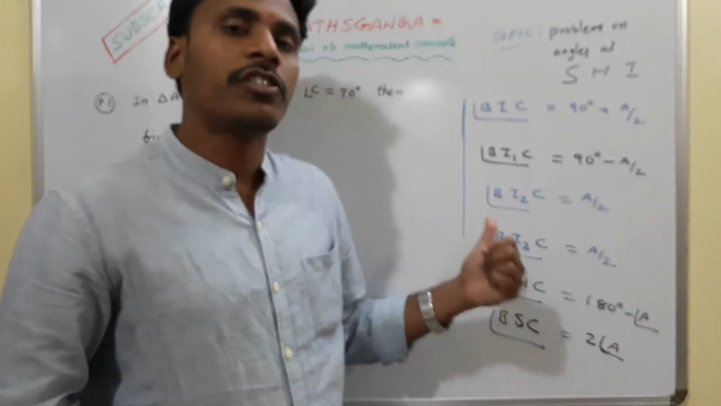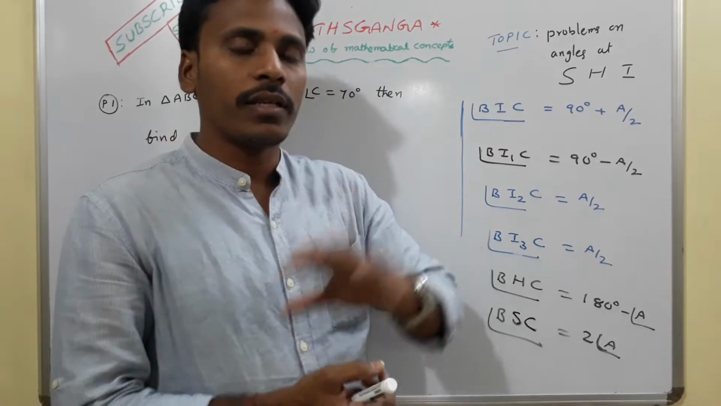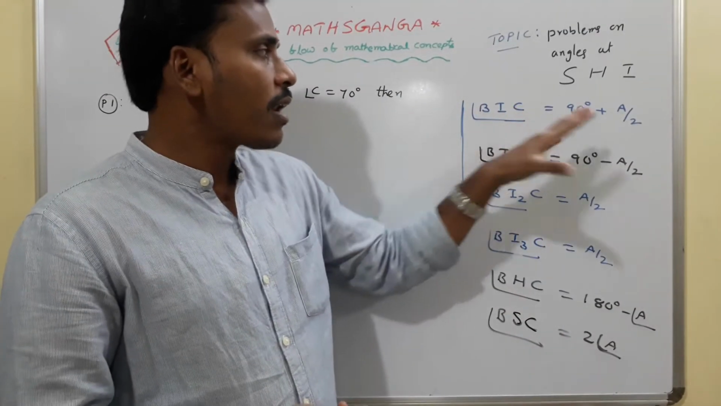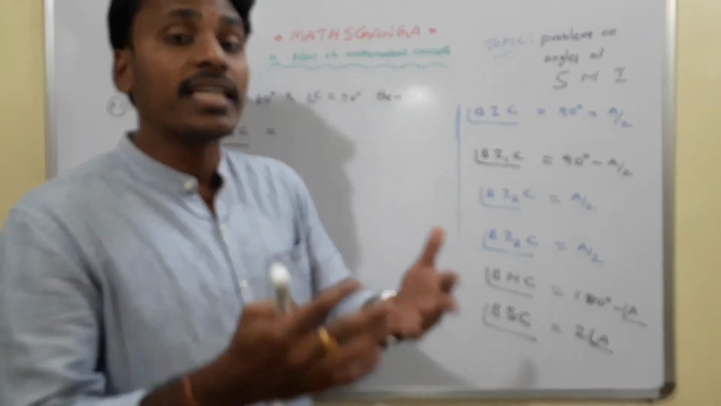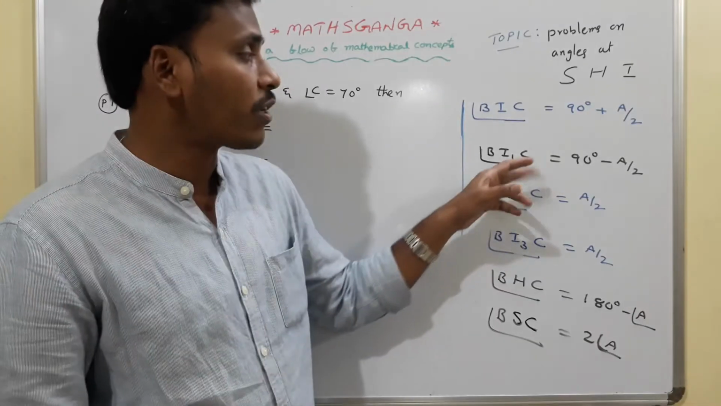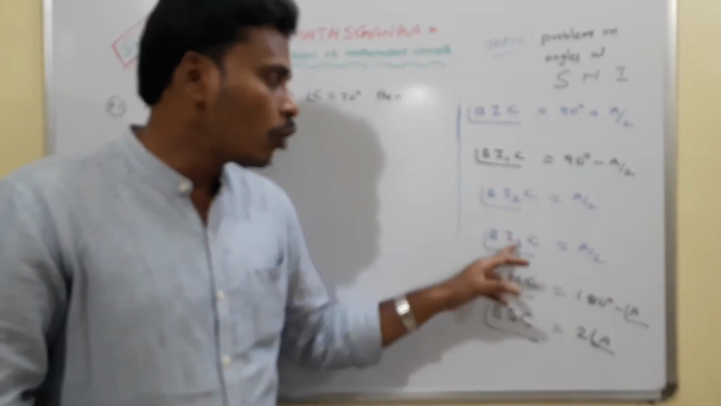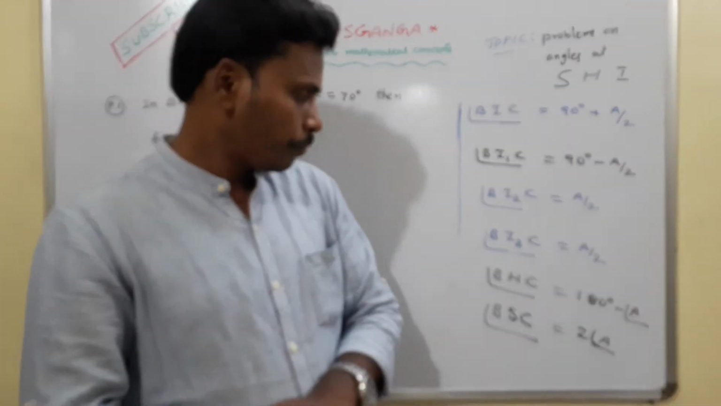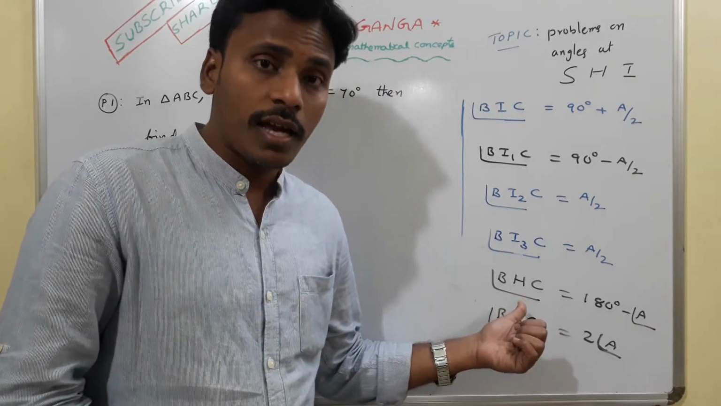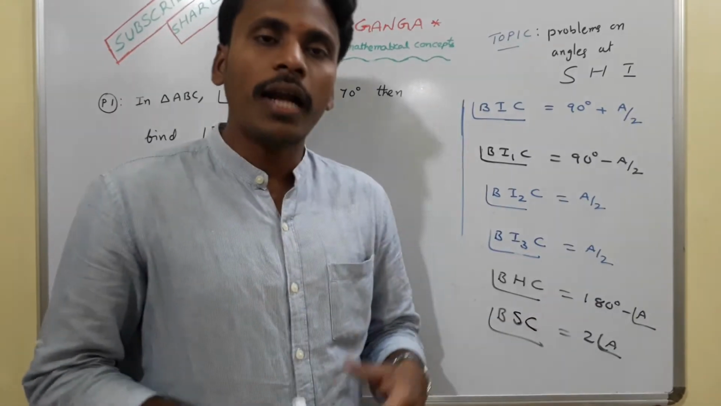For a review, I mention here: the angle made by any side of a triangle at the incenter is 90 plus A by 2. Side BC makes 90 plus A by 2 at the incenter and 90 minus A by 2 at the excenter opposite to the first vertex A. Side BC makes angle A by 2 at I2 or I3, the excenters opposite to vertex B as well as vertex C. Angle BHC, the angle made by side BC at the orthocenter, is 180 minus A, and the angle made by side BC at the circumcenter is 2A.